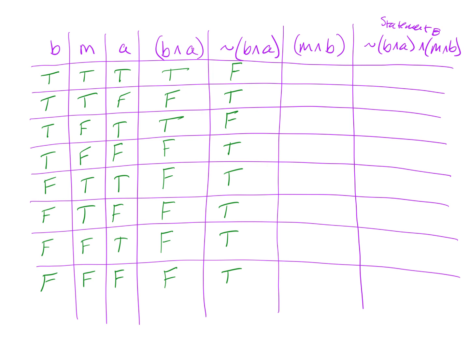Okay, M and B. So now I'm looking at these first two columns. I'm looking for double true. Only a double true would make an and statement true. So I'm looking for true, true to get a true here. Anything else will give me a false. So here, true, true, true, true. Everything else has at least one false. So this is going to be true, true, and then everything else false.